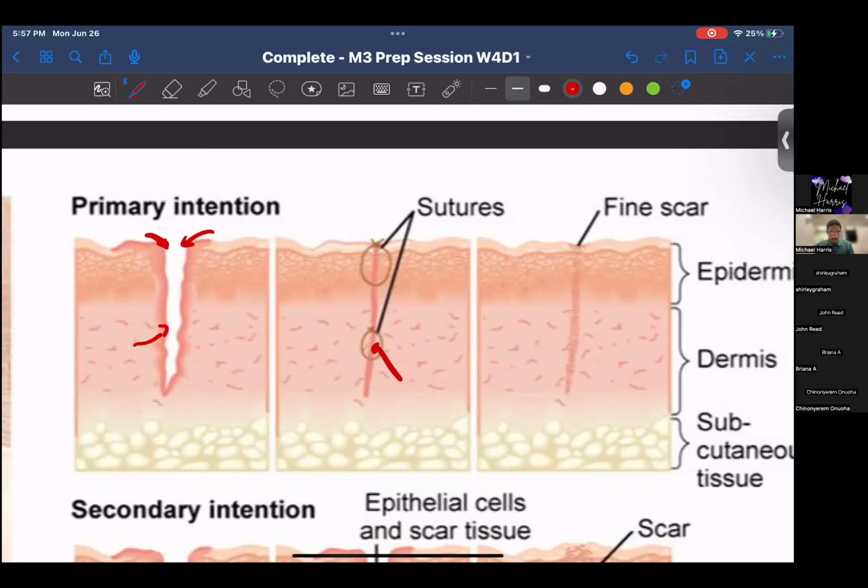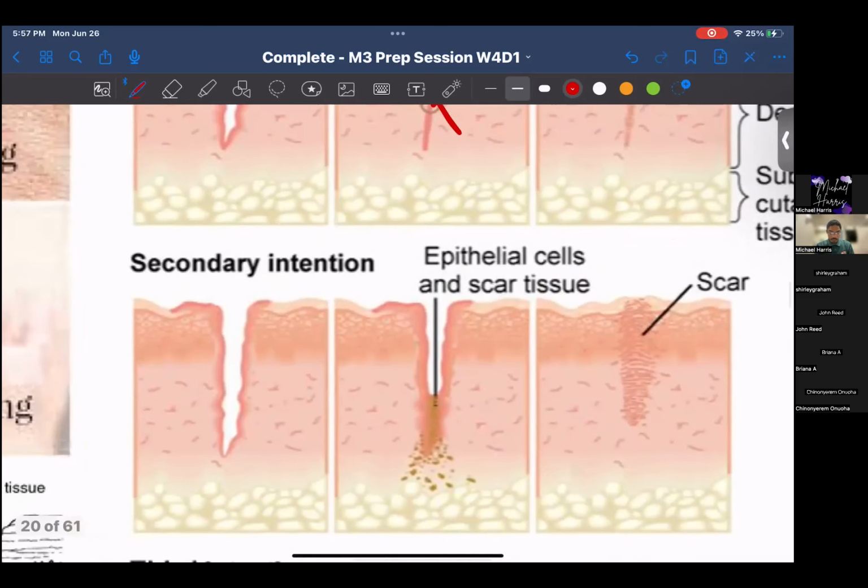Okay, so here's the other example. This is someone who did not undergo suturing. So you get the same damage. It doesn't fill in with regeneration fully. So you get scar tissue. A lot more scar tissue, because you have so much space to fill, which is why you have such a bigger scar.